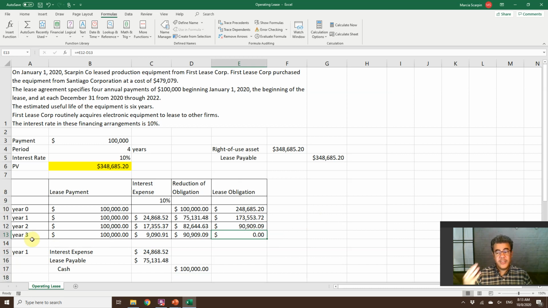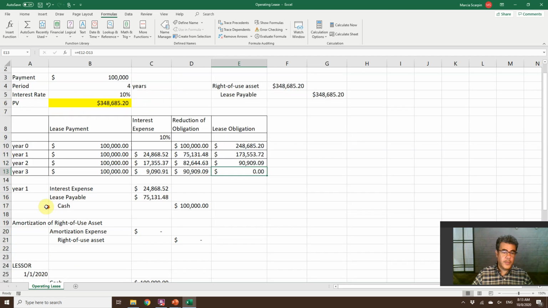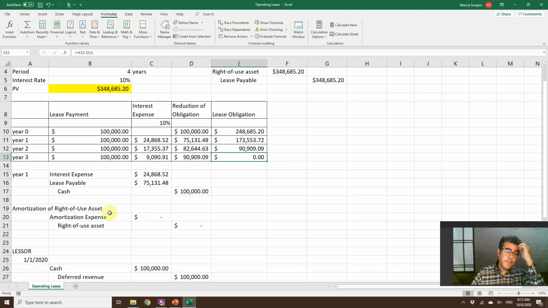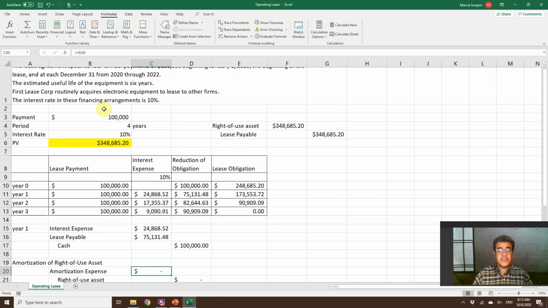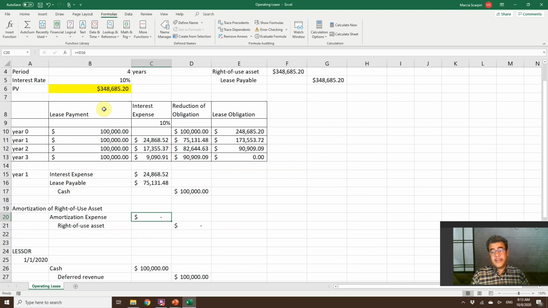So why at the end of the third year if our lease is 4 years? Because the first payment is at the start of the lease. So we have the lease starting, then year one, year two, and year three. And then, amortization of the right-of-use asset. Here, we don't account for the amortization based on useful life. So we are not based on 6 years because it is not a finance lease. It's only an operating lease.